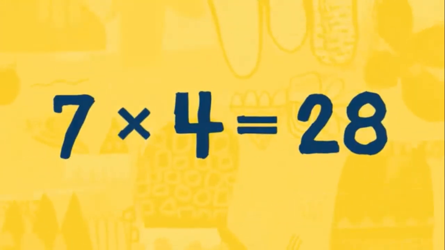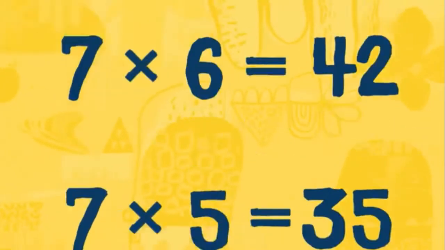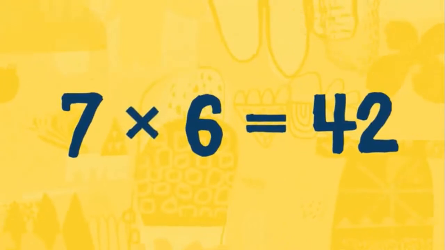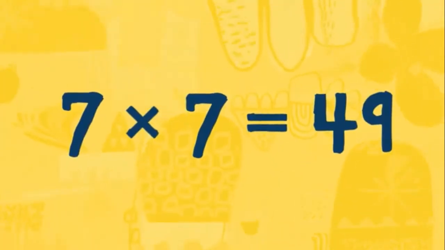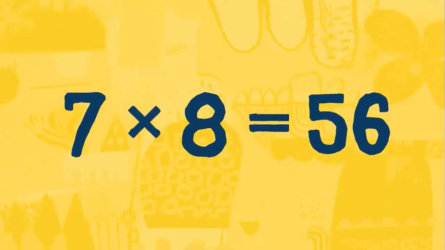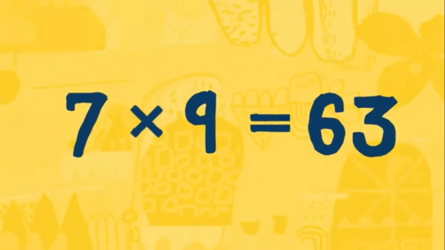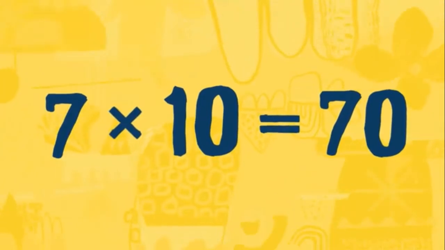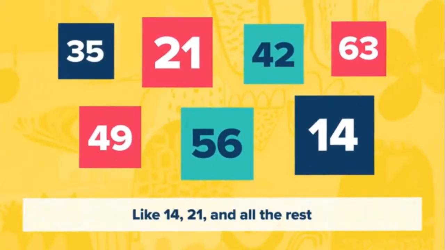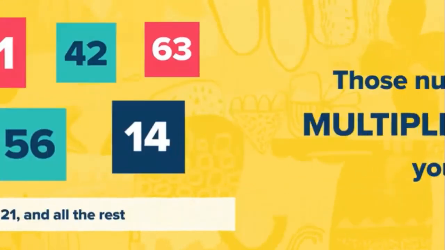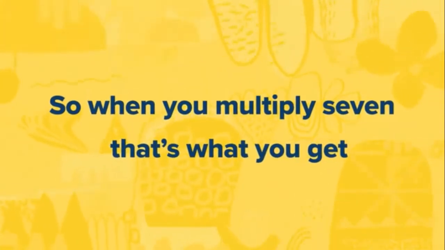Because 7 times 4 is 28. 7 times 5 is 35. 7 times 6 is 42. I know all the 7 facts. Do you? 7 times 7 is 49. 7 times 8 is 56. 7 times 9 is 63. And 7 times 10 is 70. Here we go. Isn't there a name for the numbers on these tables? Like 14, 21, and all the rest? Those numbers are multiples of 7, you bet. So when you multiply 7, that's what you get.